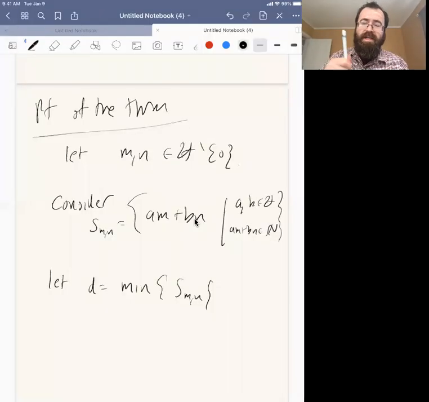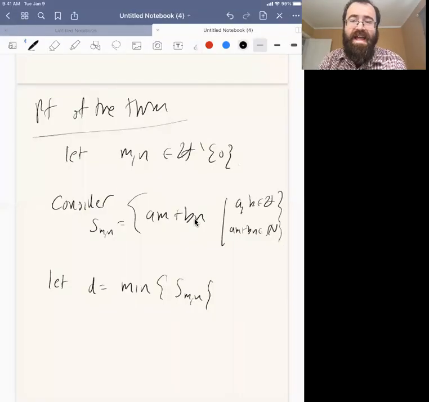You can take 1: is it in your set? Yes or no. 2: is it in your set? Yes or no. For each natural number, you can check, right? The set has some concrete definition. You can check whether it's in the set, return yes or no, and you can keep going until you hit a yes. Well, that's the minimum element of the set, right? That's kind of a concrete way of saying it.